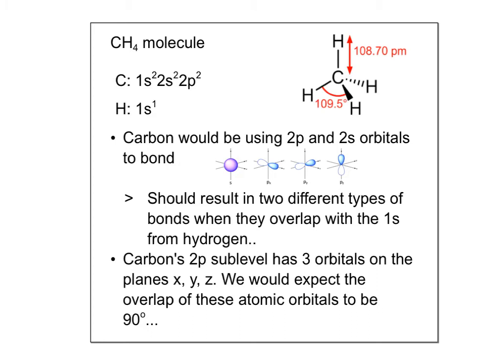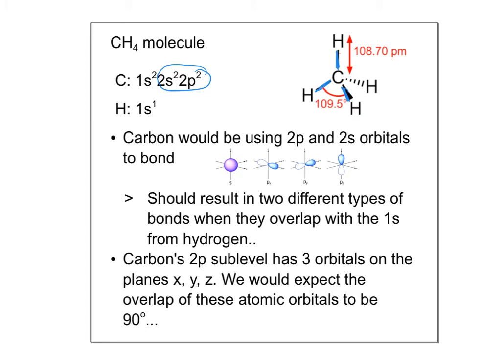I also know that all of these carbon to hydrogen bonds have a distance of 108.7 picometers. All of them are the same distance. They are equal. If we look at the electron configurations, carbon is 1s2, 2s2, 2p2, and hydrogen is 1s1. This is where the valence electrons are, and we know the valence electrons are the ones that bond. For carbon to form 4 bonds, to share 4 electrons, it would be using the 2 electrons in the 2s orbital and the 2 electrons in the 2p orbital.